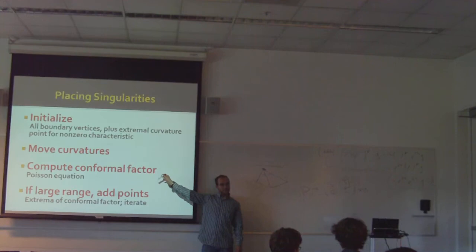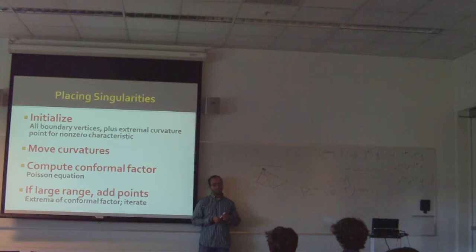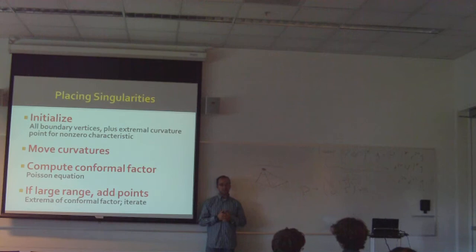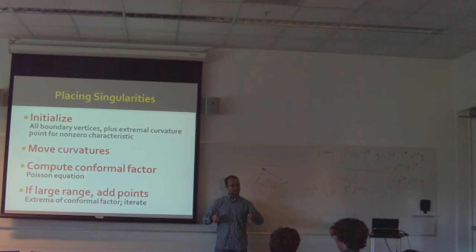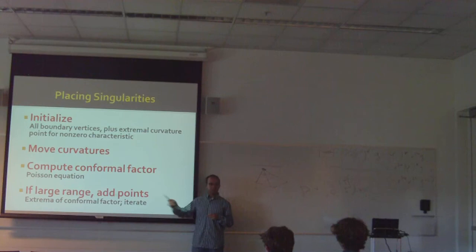Remember, that's just inverting the Laplacian operator. We look at it as a function on the surface, and if the conformal factor isn't too big, that says that the conformal map that this assignment of curvature has induced is not a very big amount of stretch, and we're good with that. Otherwise, if the conformal factor is every which way, then we just add some singularities where the conformal factor is big or small and iterate. This is a ridiculously simple algorithm to implement, and it turns out that it is very effective.